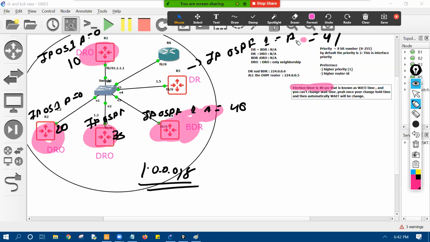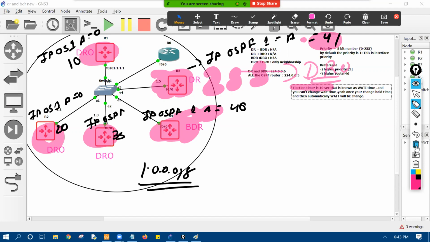If a router comes after 41 seconds and says my priority is 255, even so it will not participate, and it will become a DROTHER. After 40 seconds, if any router comes, it will never participate in the DR and BDR election.